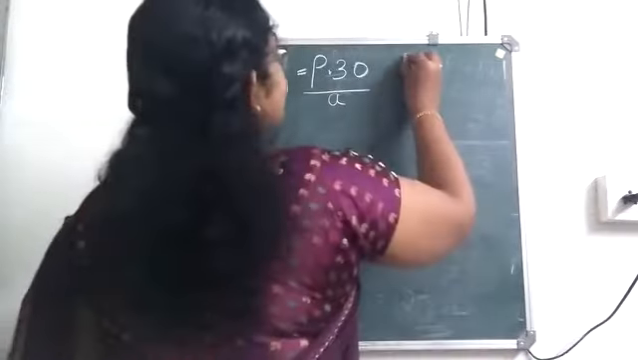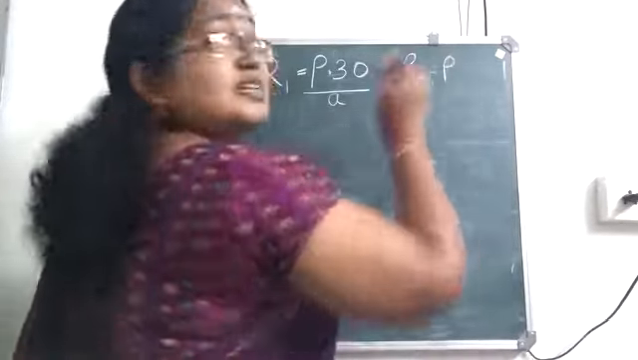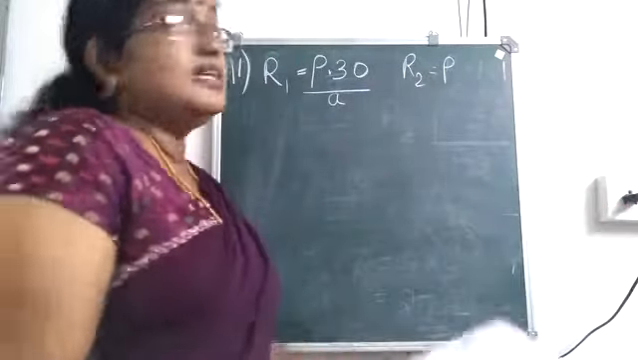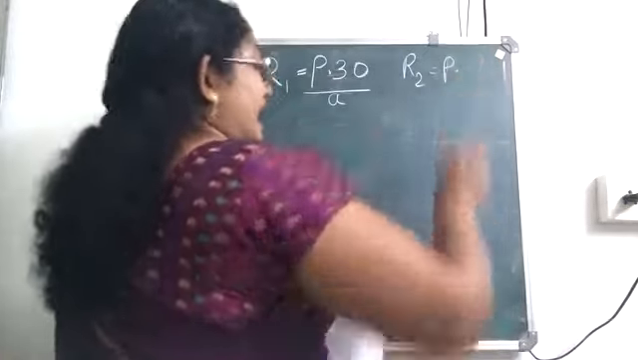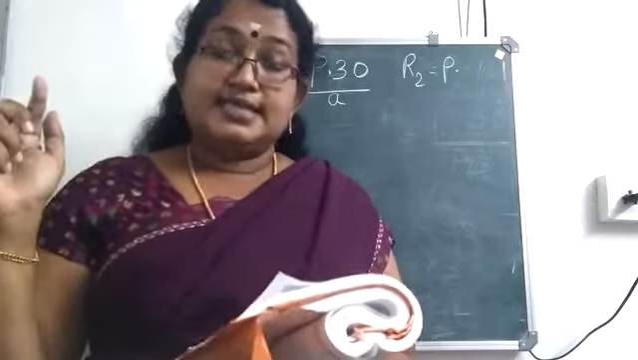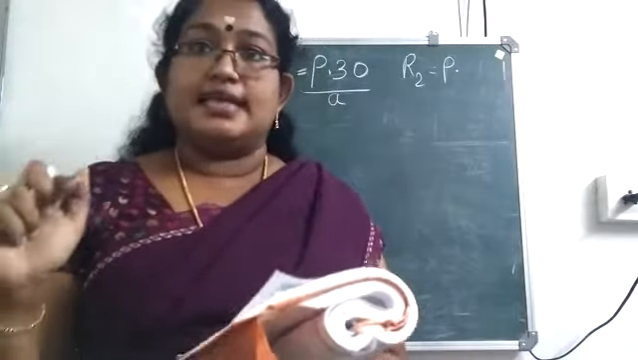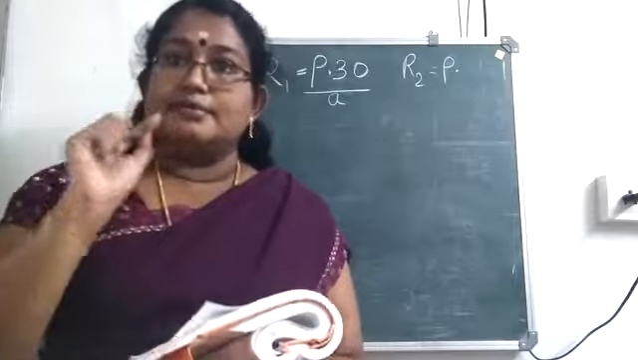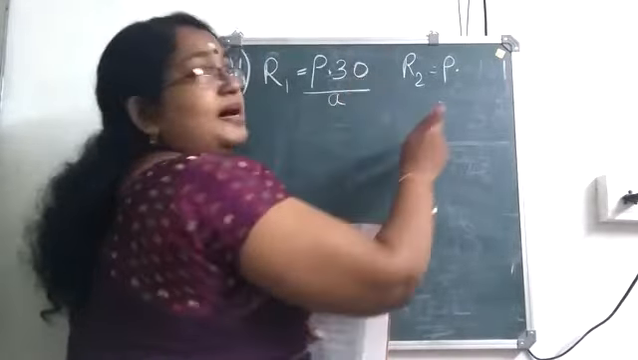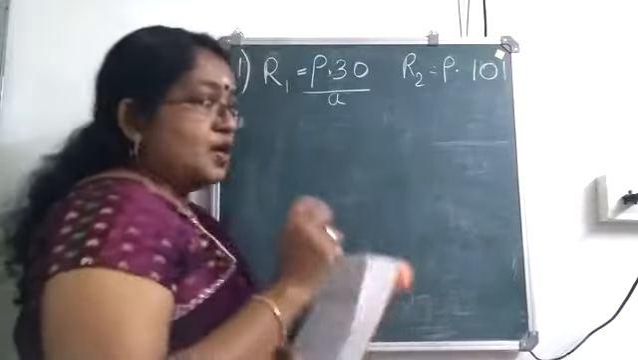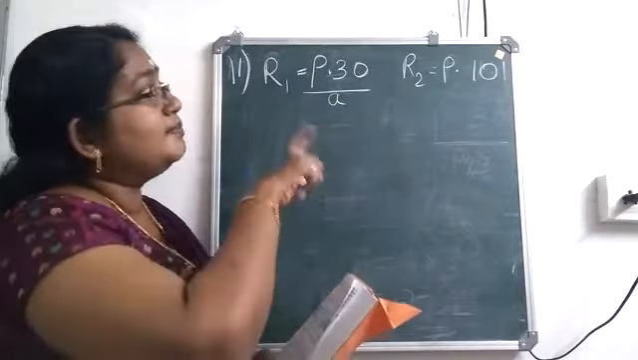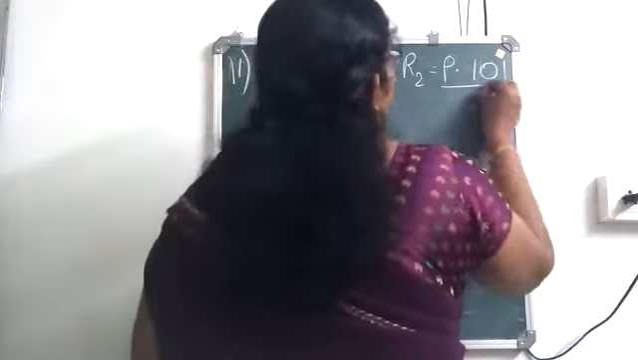Now, we will move to the second case. R2 is equal to, since it is the same wire, we don't want to change rho, isn't it? So rho into, and what is done here? A wire of length 30 centimeter is tripled on itself. So what happens to the length? 30 centimeter, 30 by 3, it will become 10. If a long wire is folded into three, a wire of 30 centimeter becomes 10 centimeter. Then what about the area?